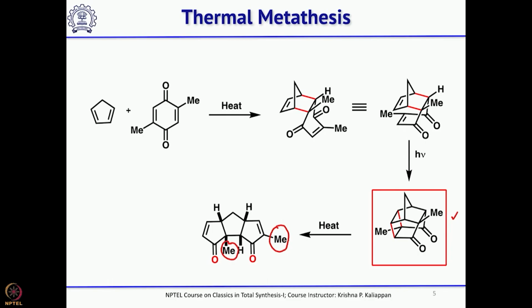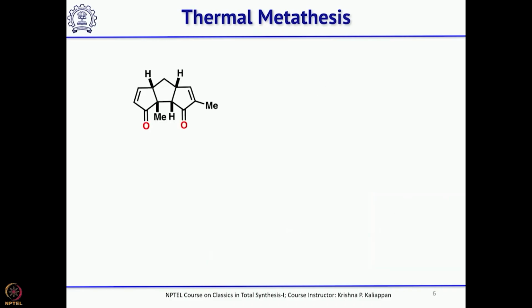Okay. So how did he take this intermediate to the final compound hirsutene? Okay. So you take this diene dione and heat it. Basically, what he wanted was for these 2 hydrogens to be alpha. Okay. So he could do this using thermal conditions.